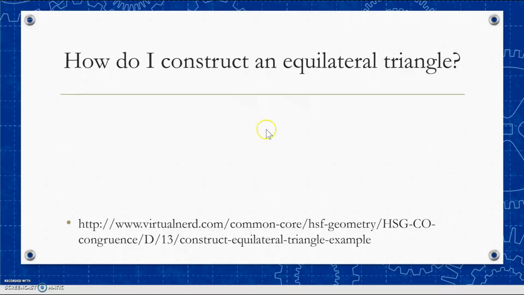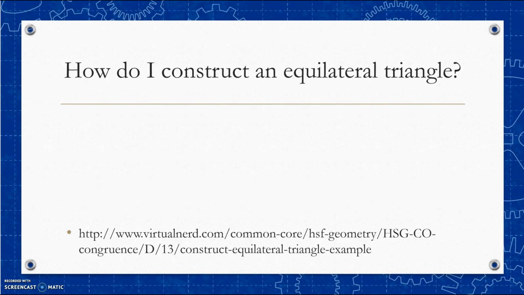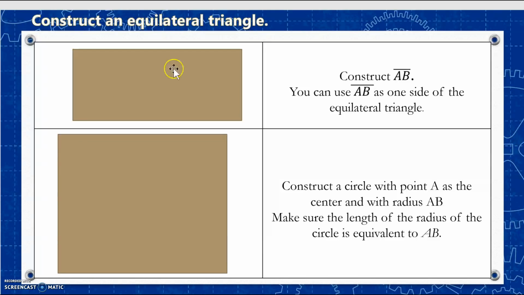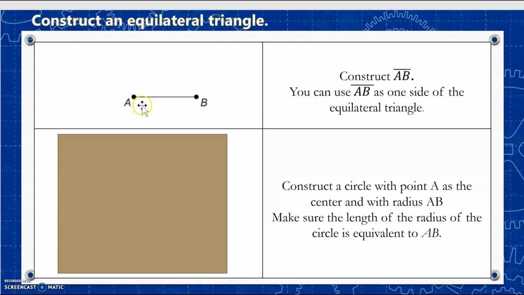Alright, so first of all, we are going to construct an equilateral triangle. Here are the steps. To construct an equilateral triangle, the first thing you're going to do is construct line segment AB. You're going to use this as one side of your equilateral triangle. So what does a line segment AB look like? This is our line segment AB. We're going to use that as one side of our equilateral triangle.